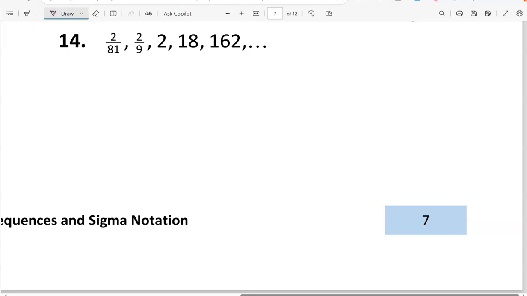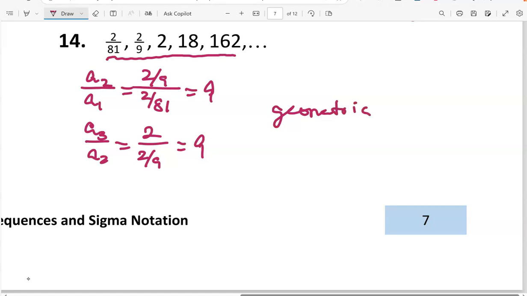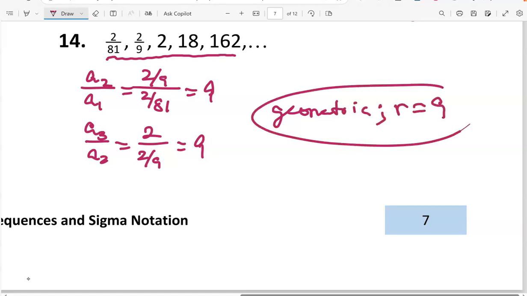All right, in 14, this time it looks like we have a geometric progression, and I can see that because my numbers are getting bigger by a factor, right? You can develop a sense for this. Let's look at ratios. A sub 2 divided by a sub 1 is 2/9 divided by 2/81, and that is a ratio of 9. A sub 3 divided by a sub 2 is 2 divided by 2/9, and that is also a ratio of 9, etc. So multiply by 9 is the pattern. This is a geometric progression with an R value of 9.